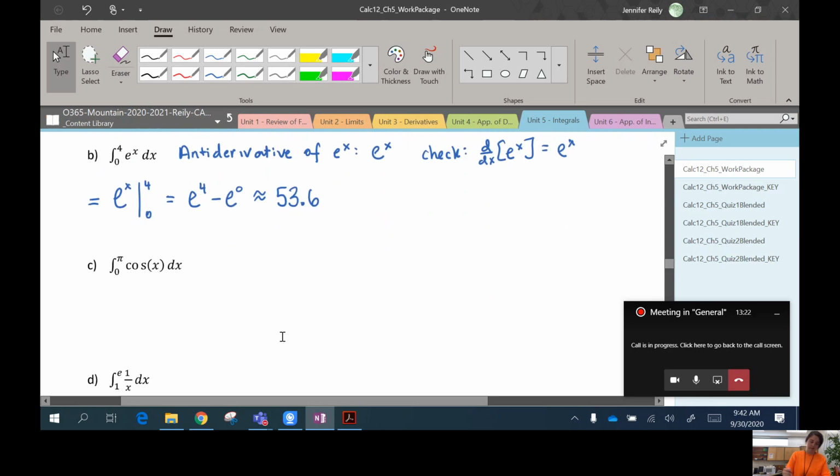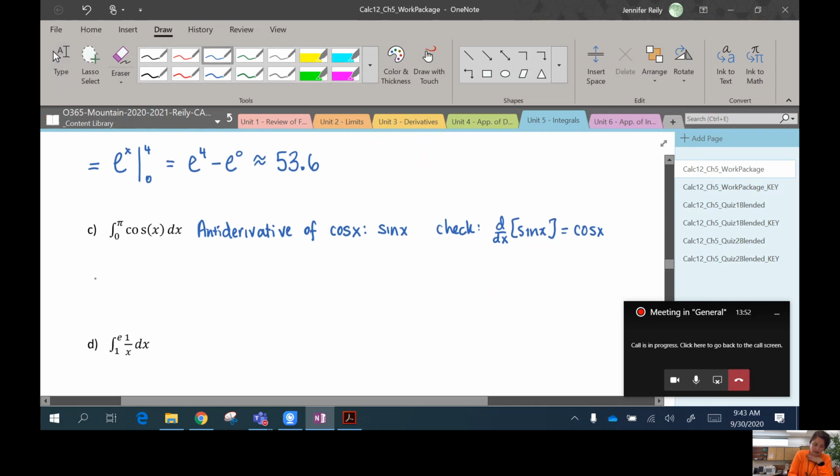Okay, let's do cos x. So antiderivative of cos x. We want the function that will give cos x as its derivative. So that would just be sine x. Okay, so check. If we take the derivative of sine x, we get cos x. So that's the correct antiderivative.